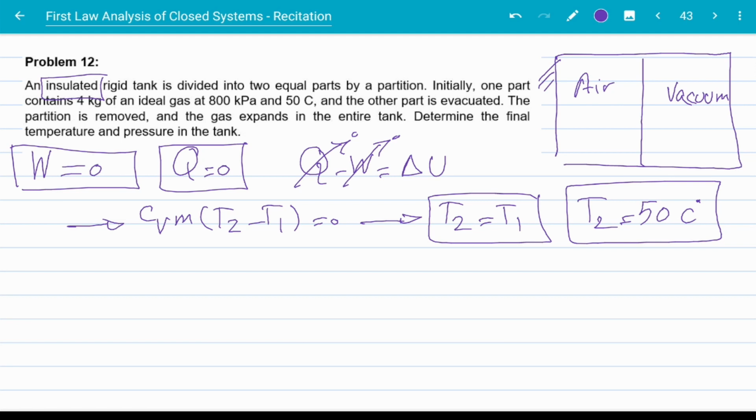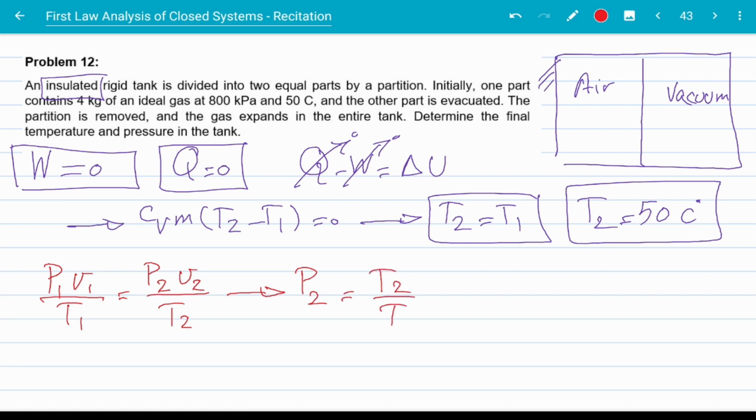Now let's move to the pressure. I'm going to use the ideal gas equation. I know that P1 specific volume 1 over temperature 1 is P2 specific volume 2 over T2. Now this gives me P2 is T2 over T1 times specific volume 1 over specific volume 2 times P1.